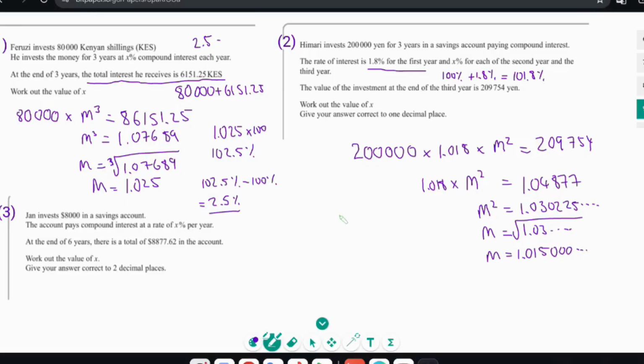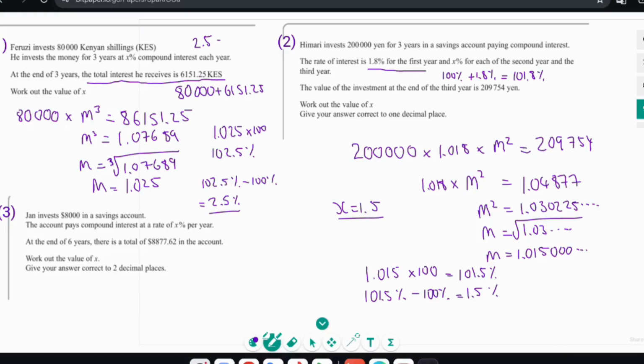Right, so there's our multiplier. Let's change that into a percentage by multiplying it by 100. Let's subtract off 100%. Gives us 1.5%. So X is 1.5.